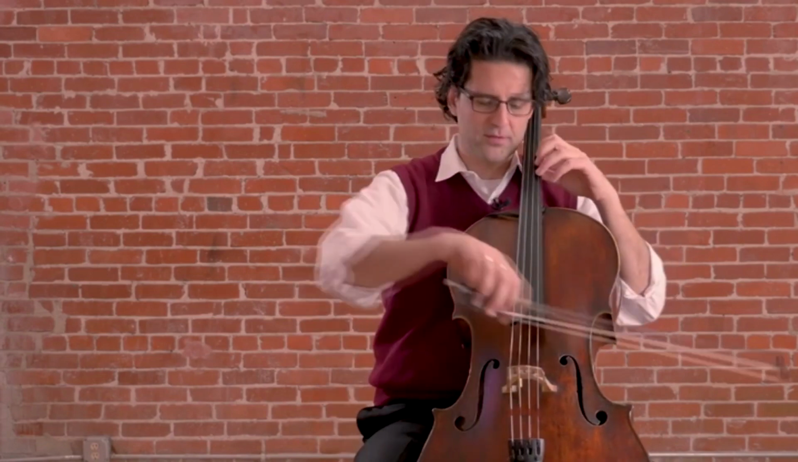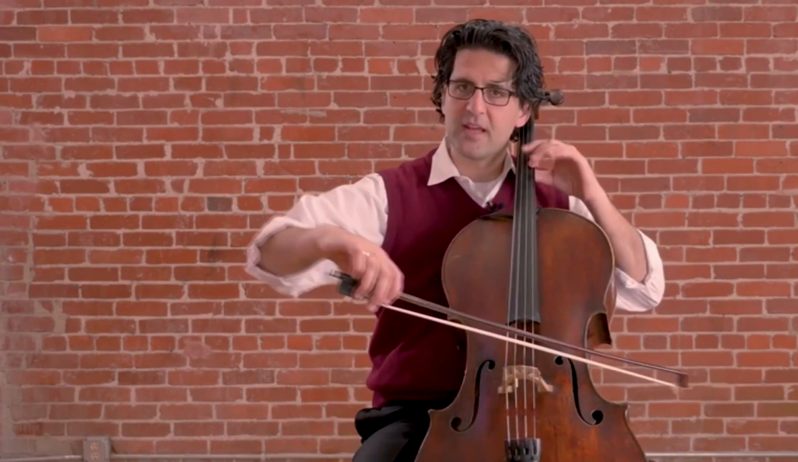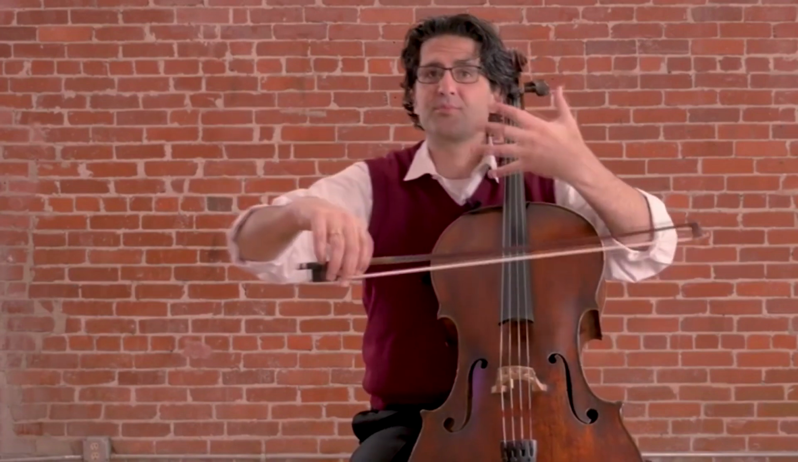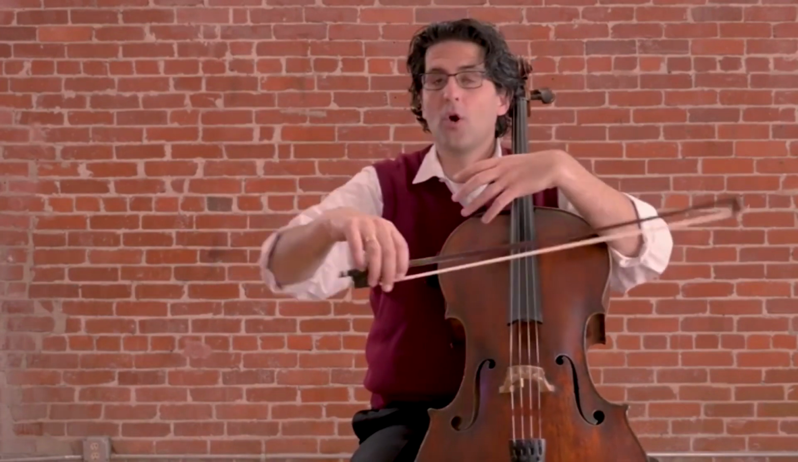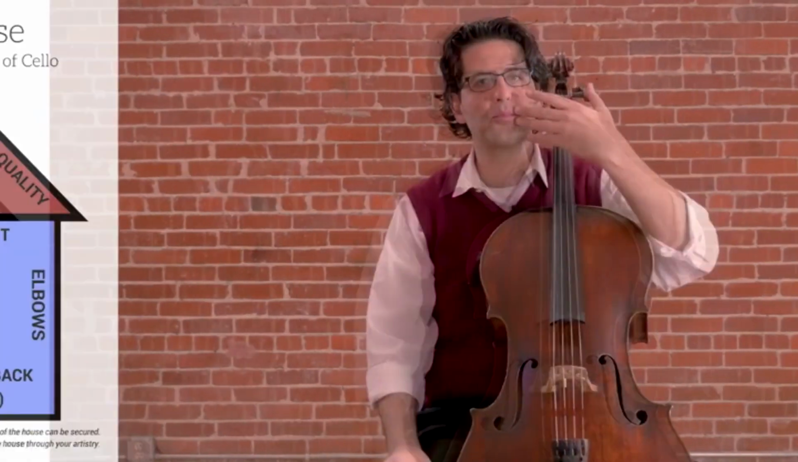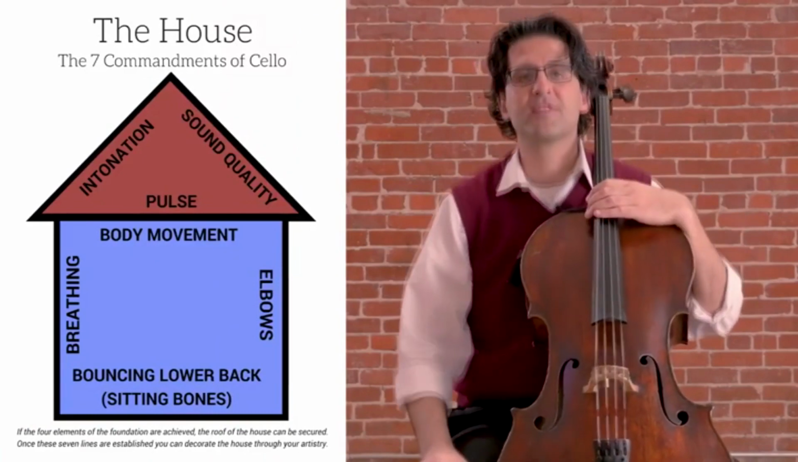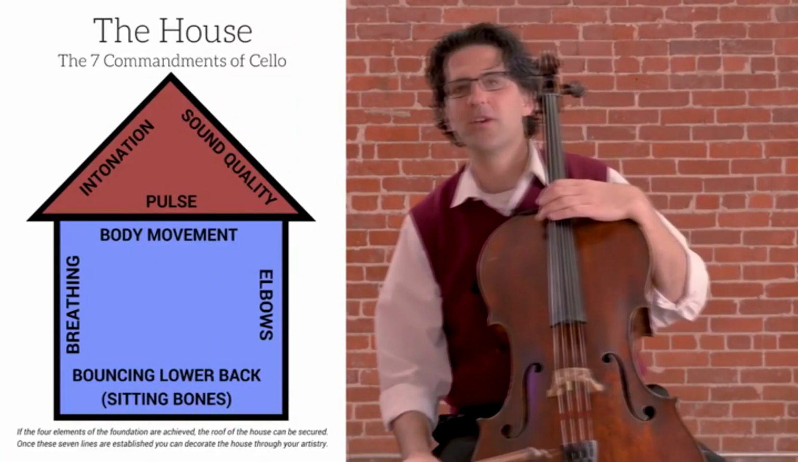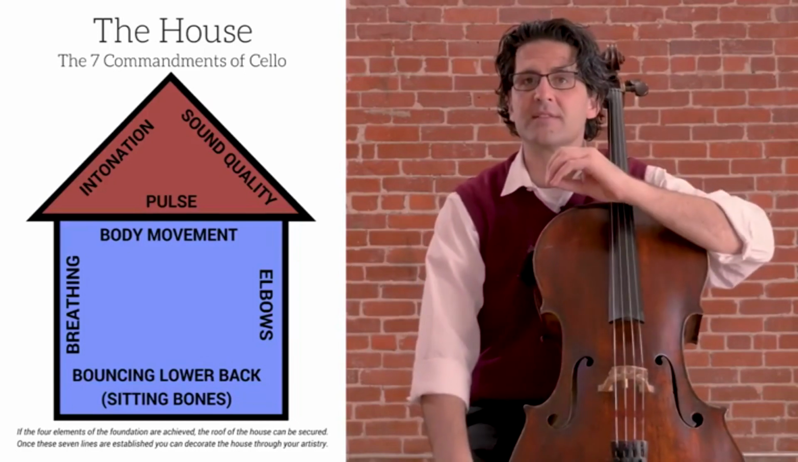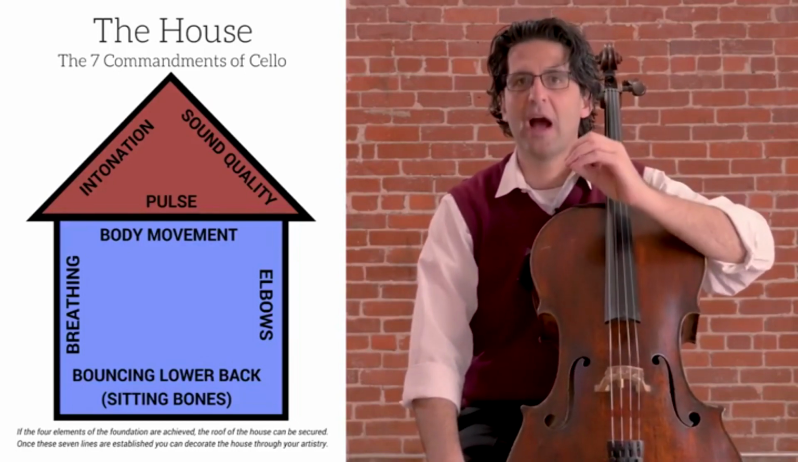Now that goes back to the bow as well. This is left hand and right hand. If we play a note and we get to the tip, many people do this because they express kind of an emotion or discomfort sometimes when they shift with lifting the elbow. So those 4 fundamentals, breathing, bouncing lower back, body movements, and elbows, are the fundamentals of our cello house.